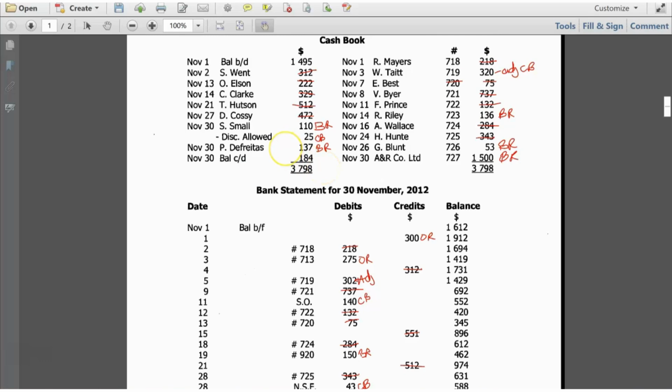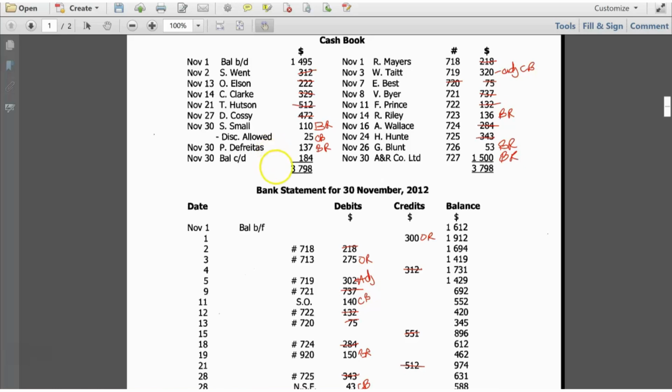Okay, the balance carried down would be the balance brought down in your updated cash book. Remember, carried down and brought down are two different things. So once we're doing the updated cash book, you must write balance brought down and not balance carried down. Okay.